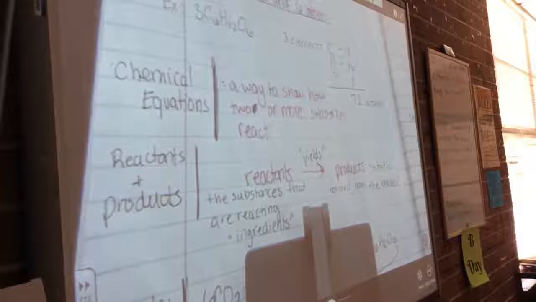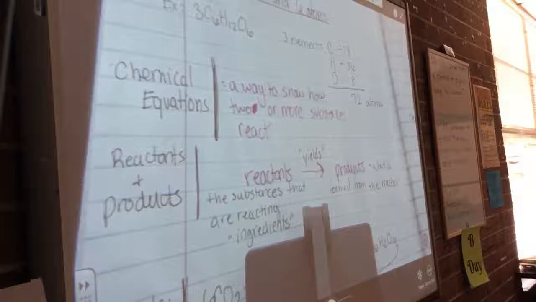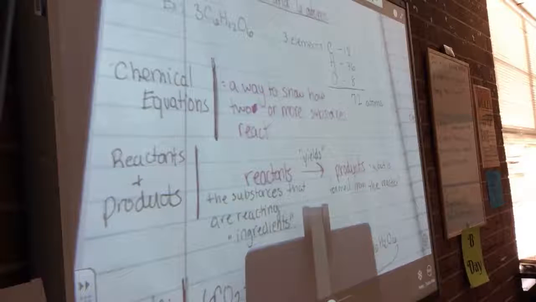The reactants are like the ingredients. They're what's causing the reaction. So in our calcium chloride and water experiment, the reactants were calcium chloride and water. It's on the left side of the arrow. It's the ingredients that we mix together to cause the reaction. Arrow indicates a chemical change.